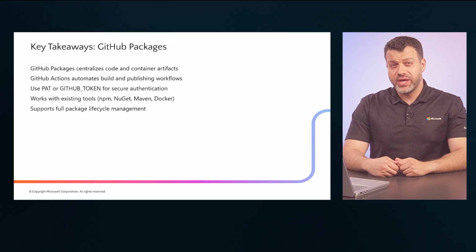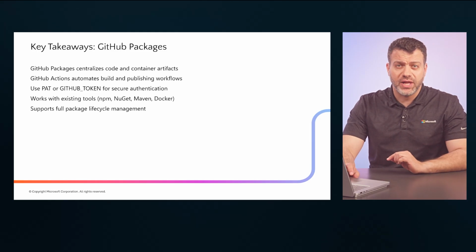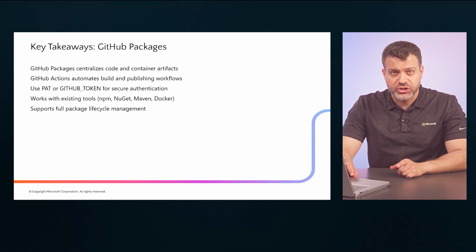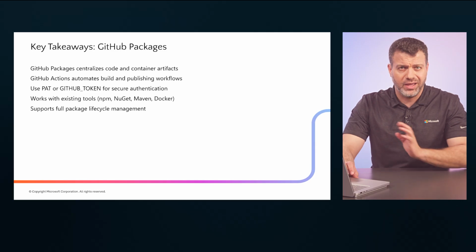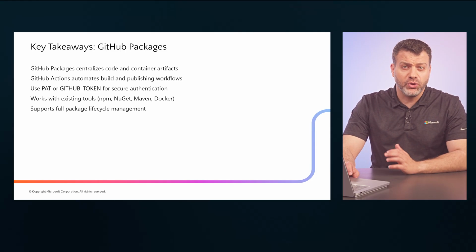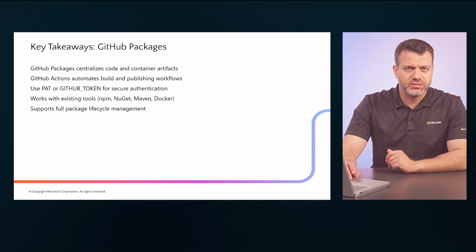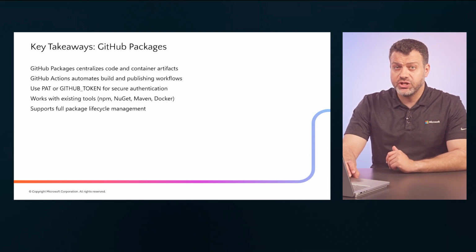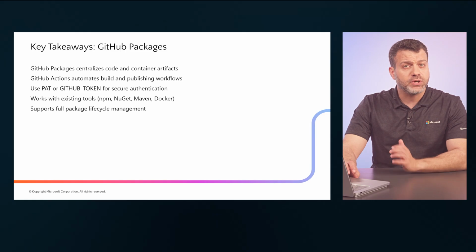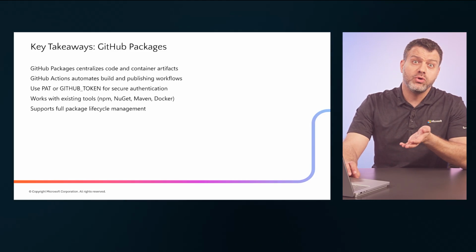Let's wrap up with a few key takeaways from this session. First, GitHub Packages provides a centralized place to store both code packages and container images directly with your source code. Second, GitHub Actions enable you to fully automate the build and publishing process, turning code changes into published artifacts with minimum effort. Third, authentication is handled securely with PATs, personal access tokens, or the built-in GitHub token, allowing your workflows and tools to interact with GitHub Packages safely.